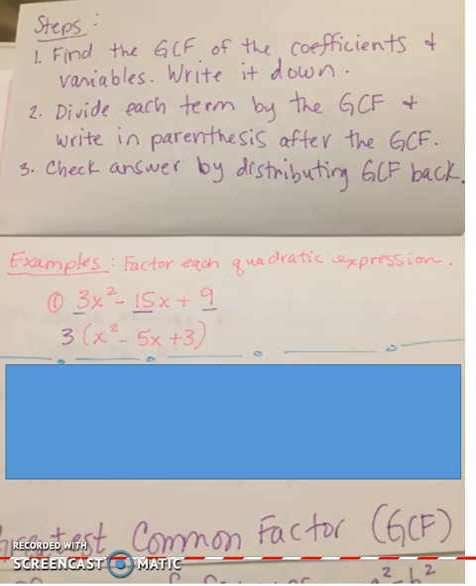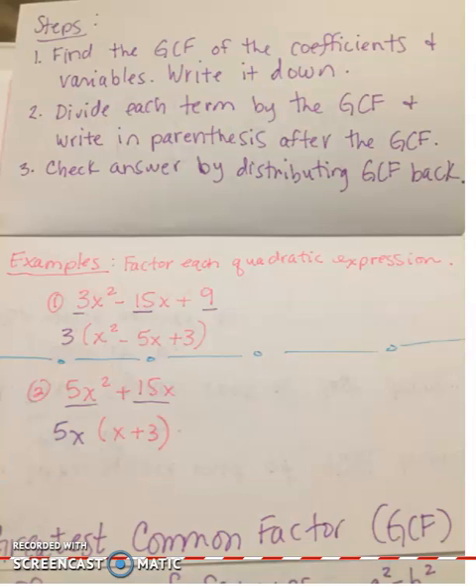In parentheses, what's left if I divide each term by 3, I'm going to get x squared minus 5x plus 3. So the GCF of 3 is on the outside, and on the inside is what's left after dividing that GCF out. Now you could check your answer doing step 3 by distributing that 3 back in. That would be 3 times x squared, which is 3x squared, 3 times minus 5x, which is minus 15x, and 3 times positive 3, which is positive 9. So you know you have the right answer.